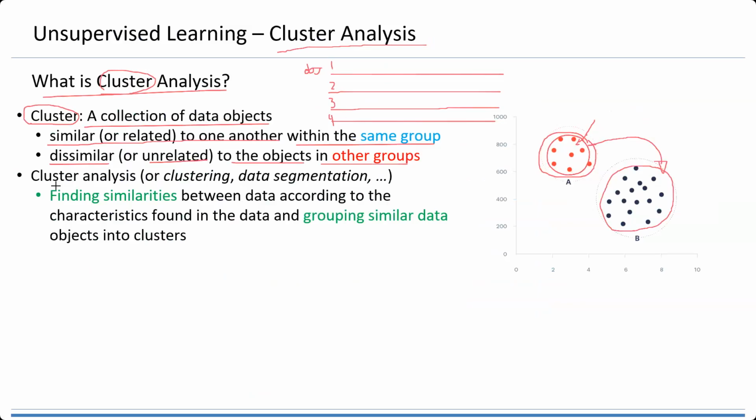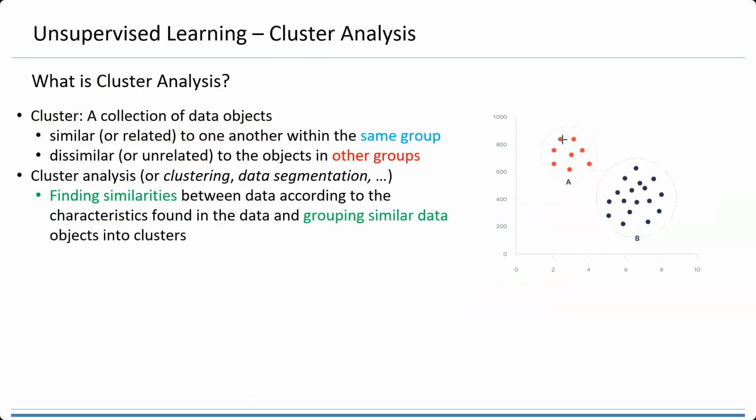So cluster analysis, sometimes we call it clustering, or sometimes data segmentation, means finding similarities between the data according to the characteristics found in the data, and grouping similar data objects into clusters. So we want to find what is the similarity between this data and this data.